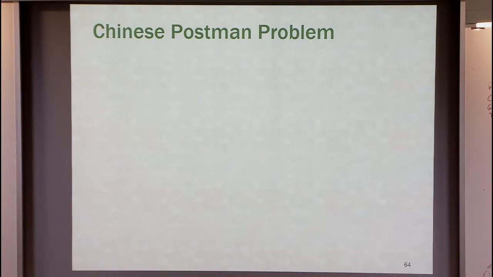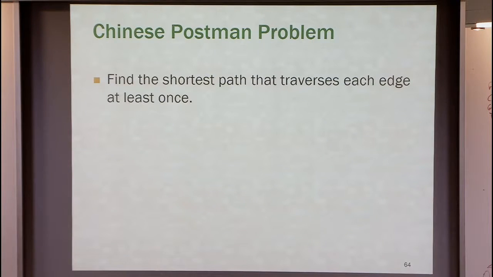It has to go over each road, so each road or street is represented as an edge in the graph, and it has to go over and deliver the mail. It may go over a road several times. So find the shortest path that traverses each edge at least once.